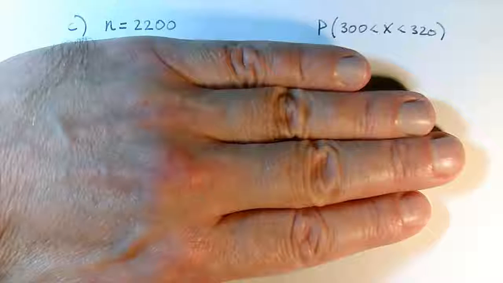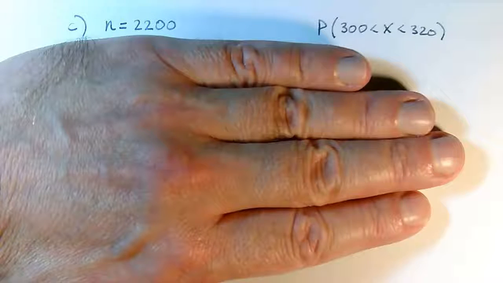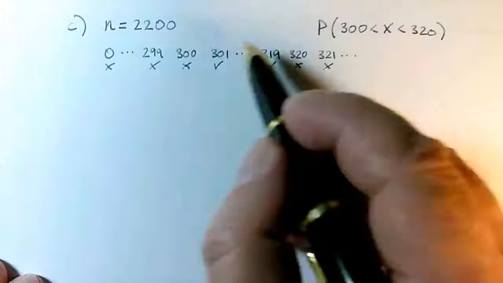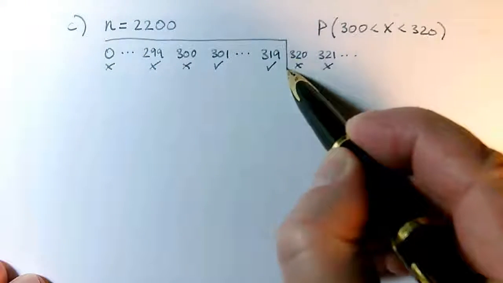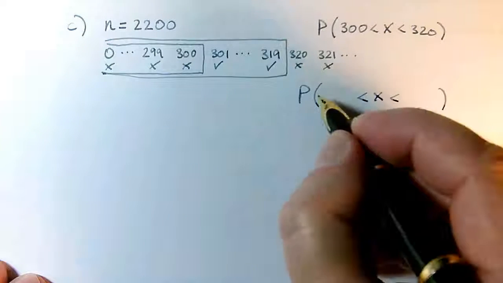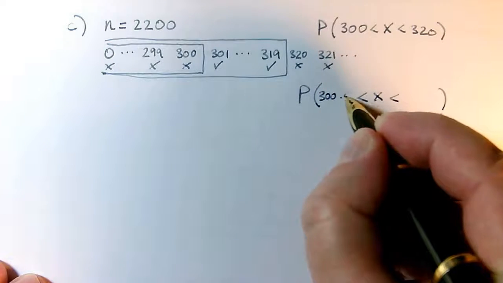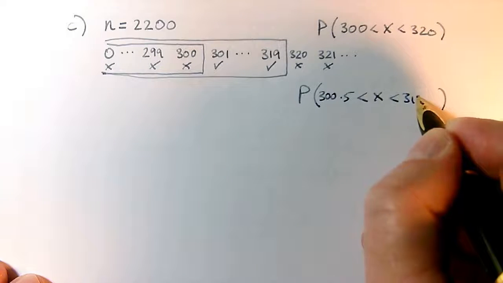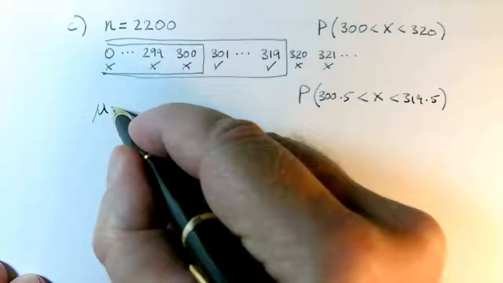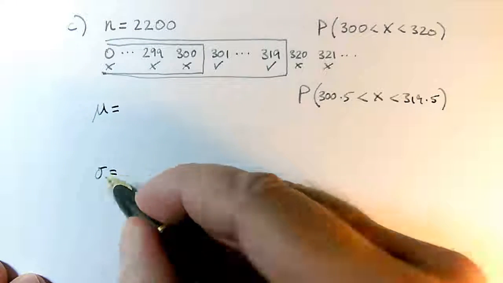Pause the video. Okay, if you've unpaused, then you should have looked at this set of outcomes, and we can't be 300 or 320, so therefore my inclusion box comes here, and my other box like that, so that my cutoff values are actually 300.5 and 319.5. I need to set up a normal distribution with a mu and a sigma.